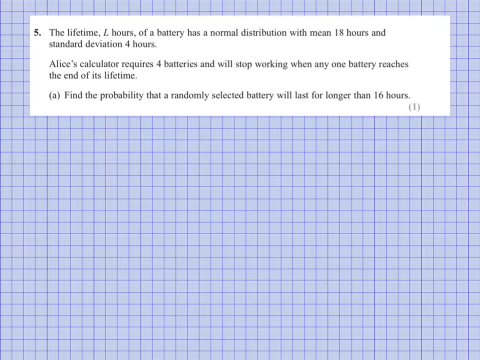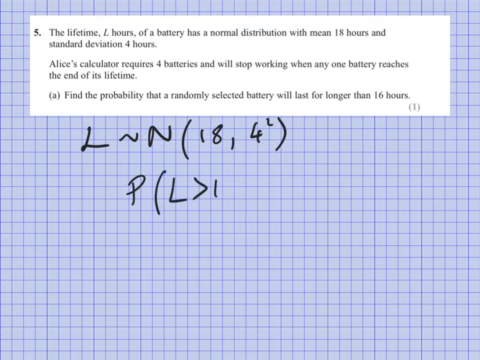Okay, so part A, we have a normal distribution with the lifetime of the thing, which is L, and that can be modelled as a normal with parameters being 18 and 4 squared. So we want to find the probability that L is greater than 16. Straight away to the calculator, and we get 0.6915. Rounded, anything that rounds to that is good. 0.692 would be fine. One mark, well done, beautiful. We need to keep this answer for later.